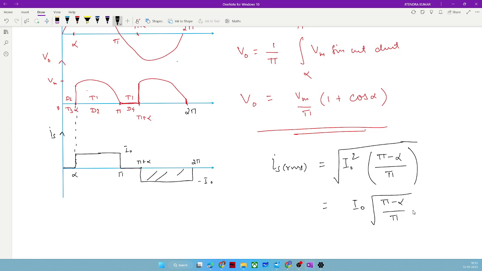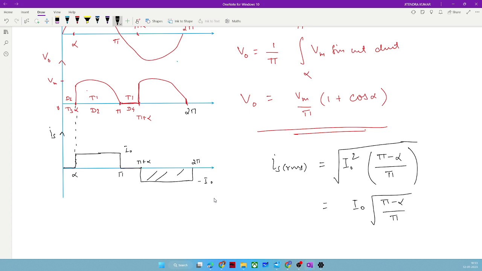Did you get this, or should I derive it in a standard format? Or do you know this, or should I explain it once more? Anything you want. No, sir, got it. Okay, perfect. So we computed ISRMS.